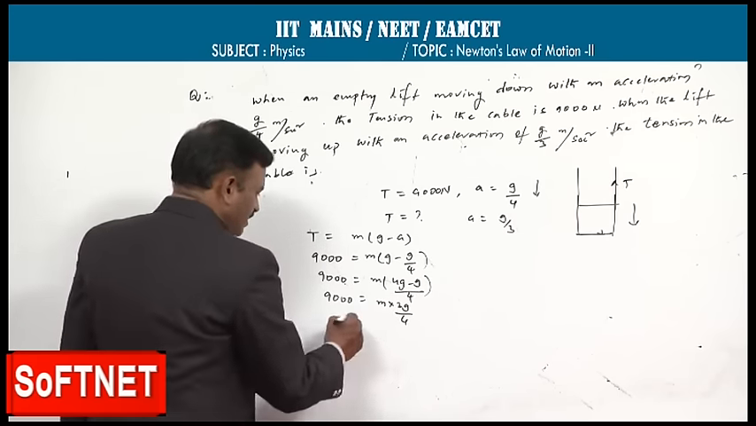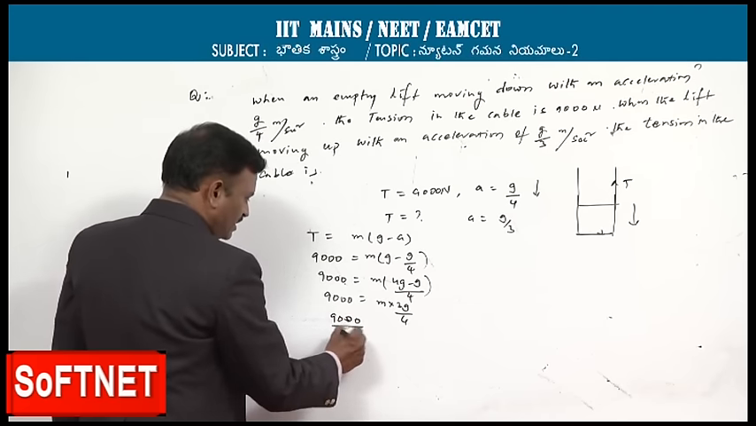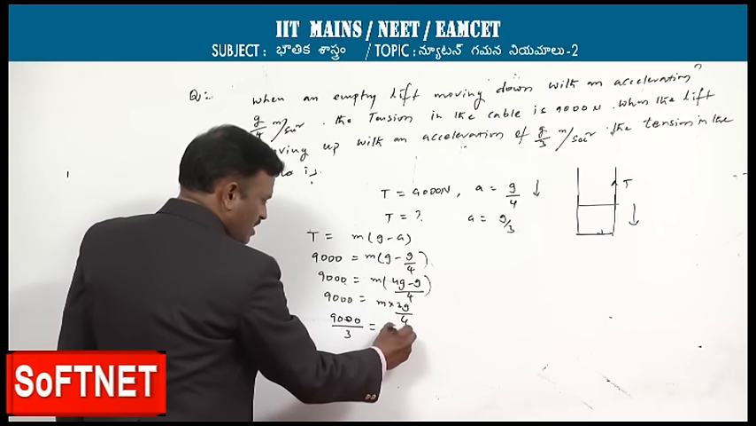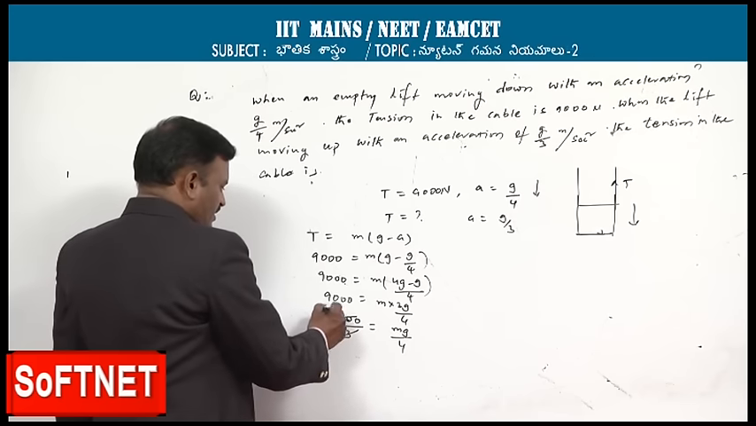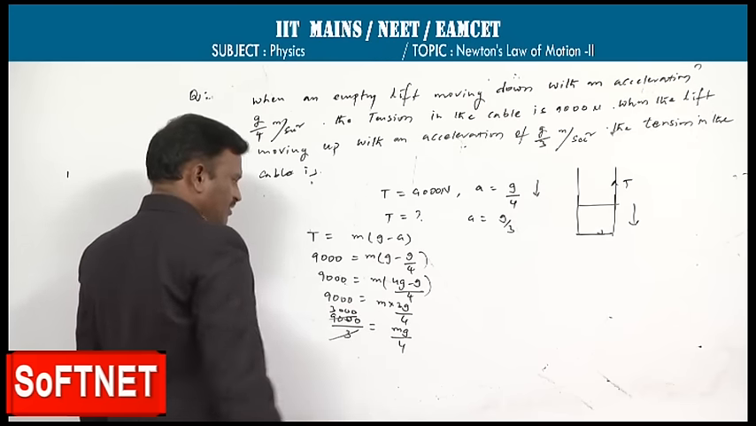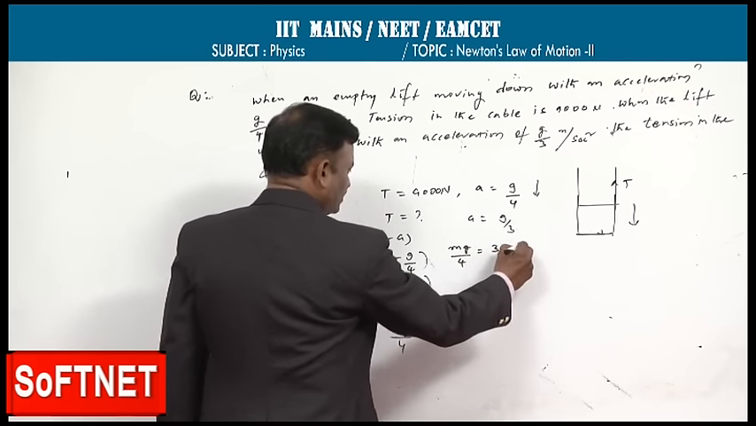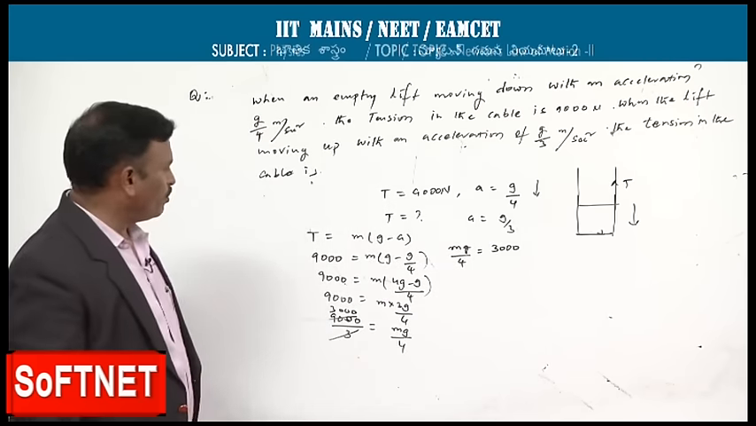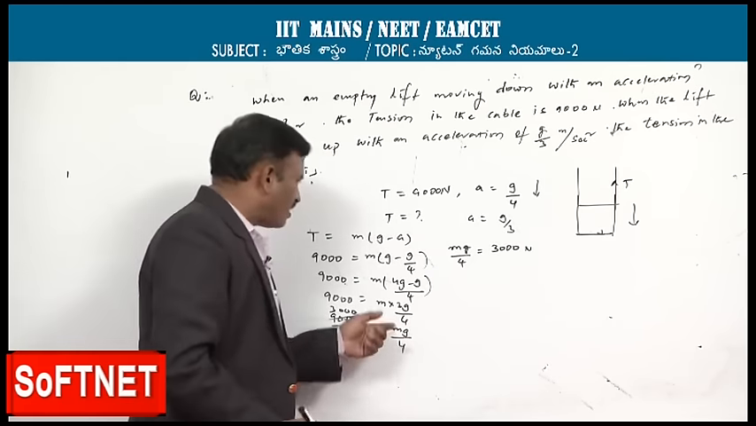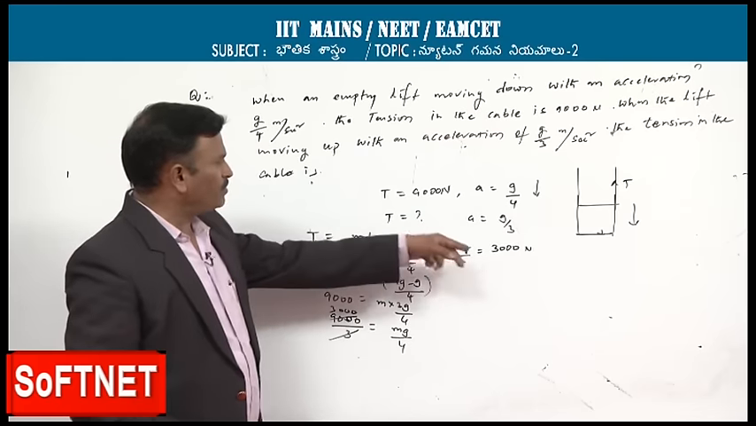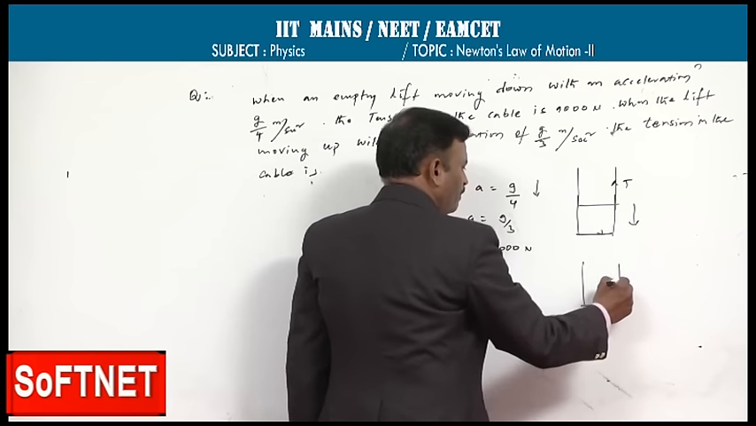Here finally, 9000 by 3 is equal to mg by 4. 3 3s are 9, so 3000. So the mg by 4 value we got as 3000, that is mg by 4 equals 3000 newtons. Now let us see our ultimate aim in this problem: how to find out the tension in the cable when the lift is moving up.